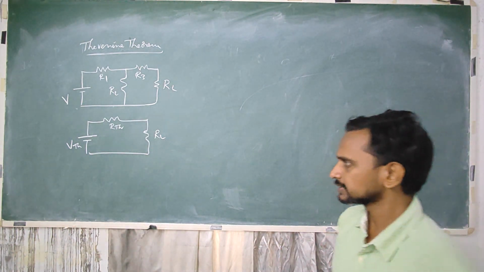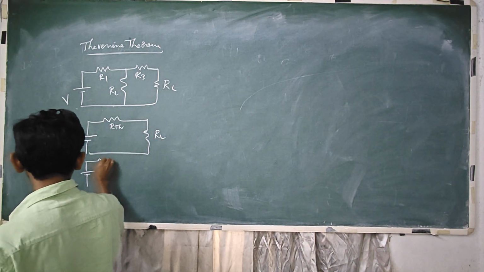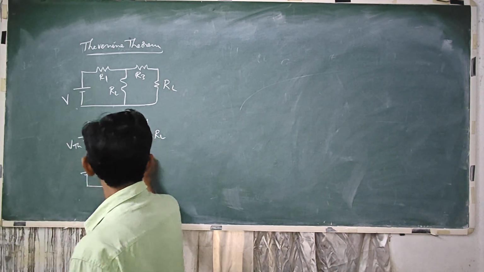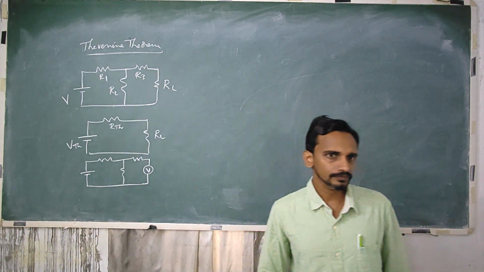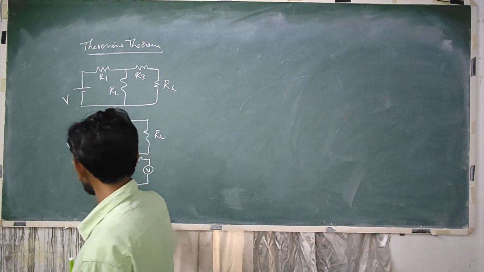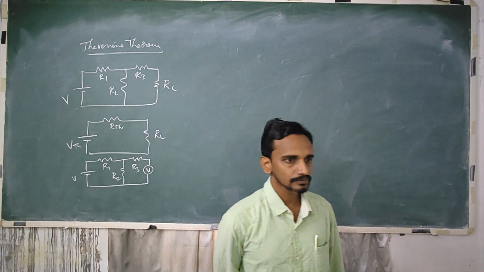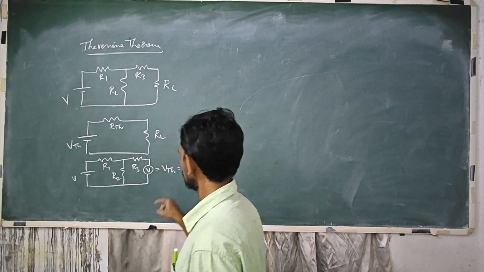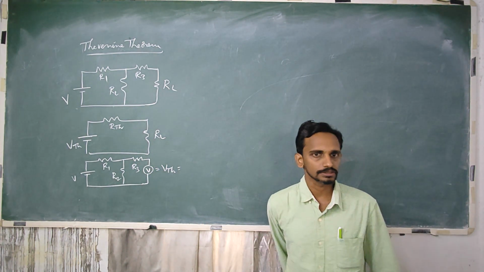Where VTH is the open circuit voltage obtained by removing the load resistance. So we have to connect a voltmeter by removing the resistance here and measure the voltage. So this is R1, R2 and R3. So this value is VTH. So here you have to remove the load resistance and measure the voltage across the open ends.